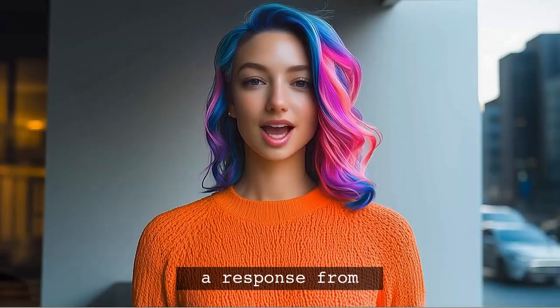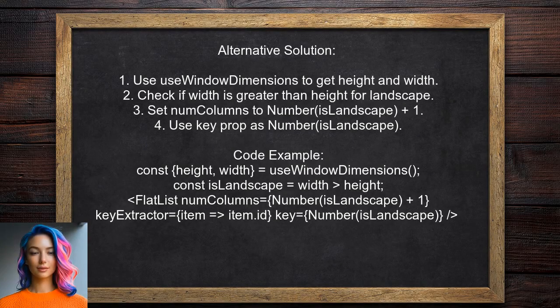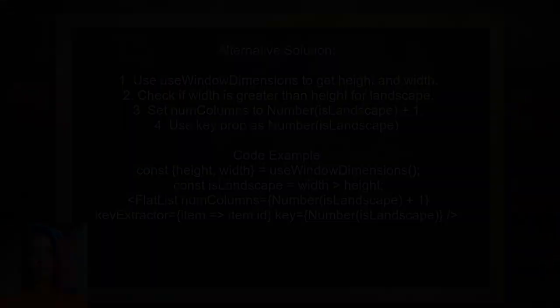Now, let's see a response from a different user. An alternative solution suggests using the useWindowDimensions hook to make your FlatList responsive in landscape mode. By checking if the width is greater than the height, you can determine the orientation. Then, set the numColumns prop to 1 plus the Boolean value of isLandscape. This approach also includes a key prop that changes based on the orientation.